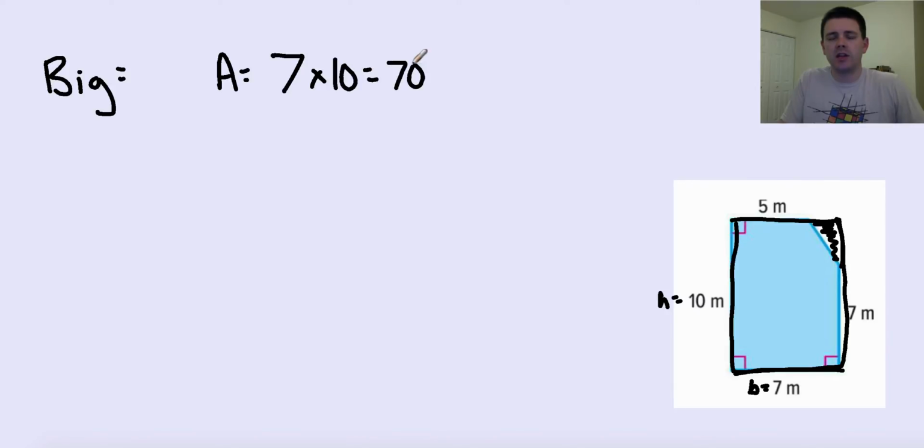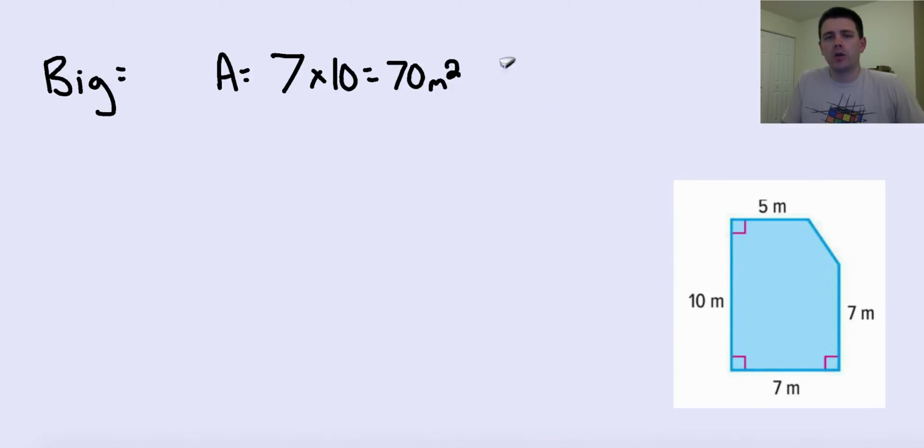70. Don't leave your answer naked. Make sure to put your units on there. We're dealing in meters, so it's meters squared. But the problem is I didn't have all of my shape. I was missing a corner of it. So I need to subtract away that little corner that I counted, but that wasn't really there.